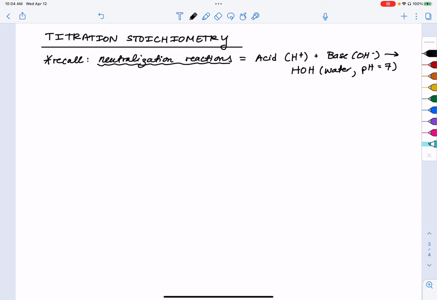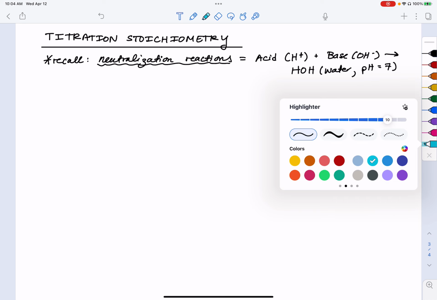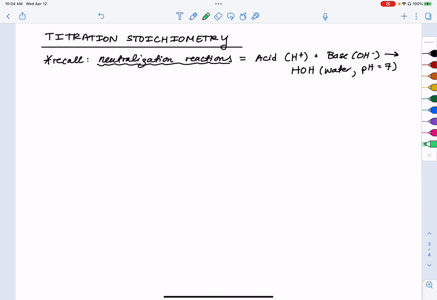And up next on Thursday, we are now going to do a titration in order to analyze how acidic vinegar is according to its acetic acid composition. So let's go over kind of the stoichiometry of what's happening in a titration. So in order to do that, we need to remind ourselves about what is happening in an acid-base titration.